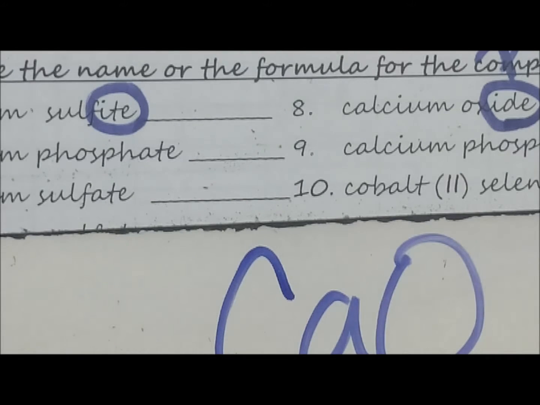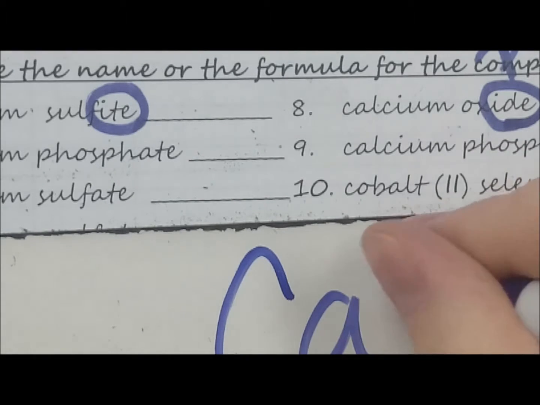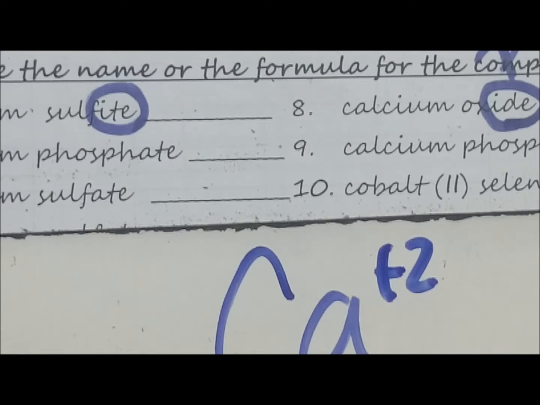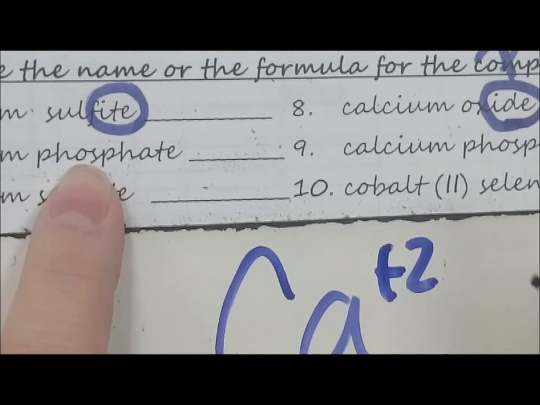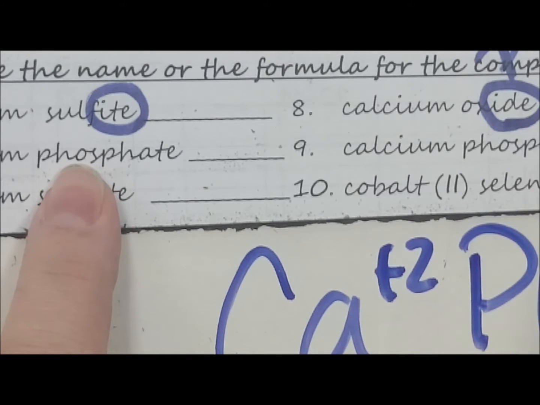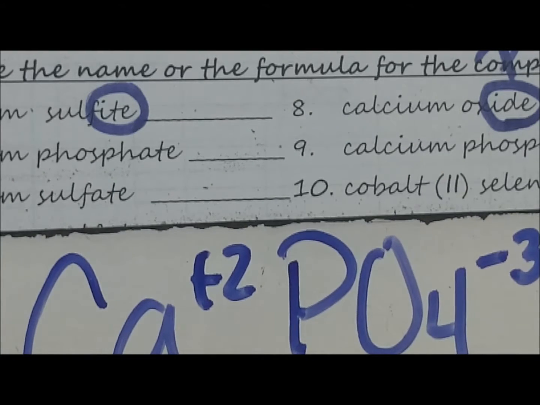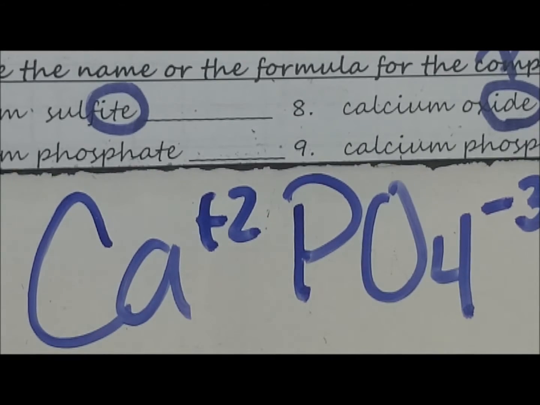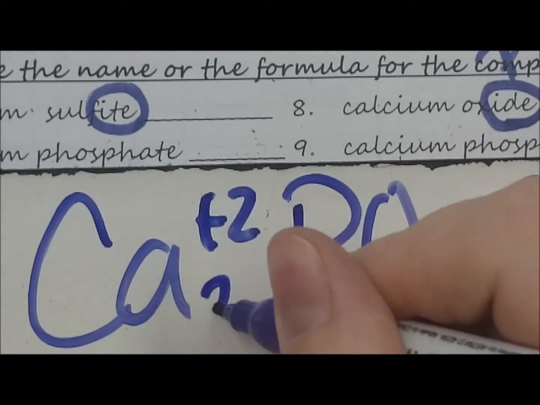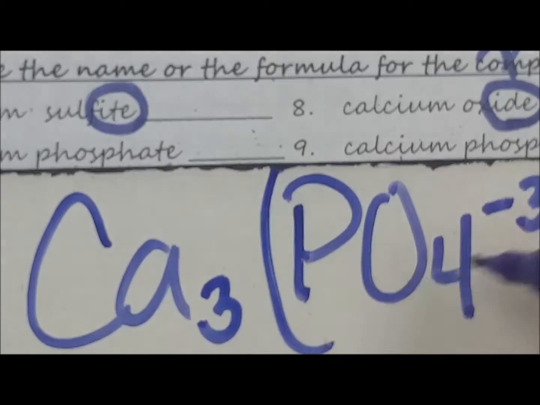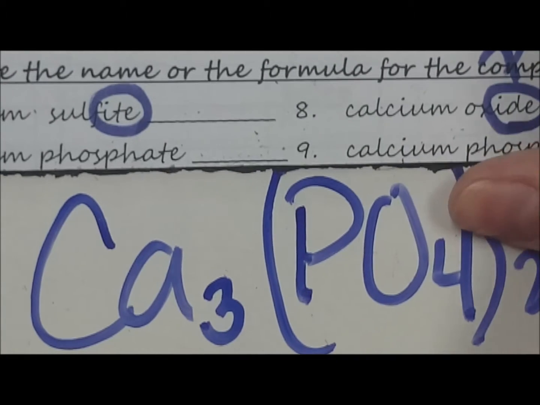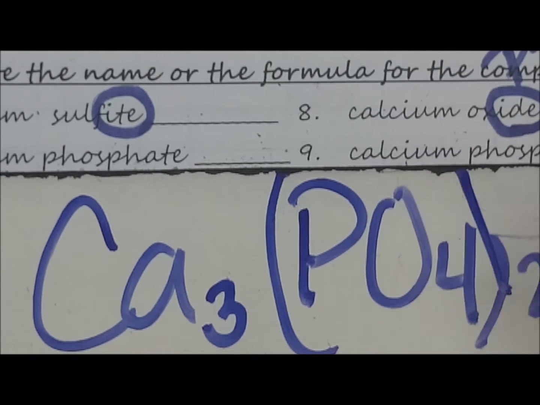Okay. Calcium phosphate. Phosphate, we did over here. Phosphate is PO4 and -3 charge. So our charges are going to cross, so the 3 goes over here. We need to use parentheses. If we didn't use parentheses, remember that would look like a 42. So Ca3, parentheses, PO4, parentheses, 2.